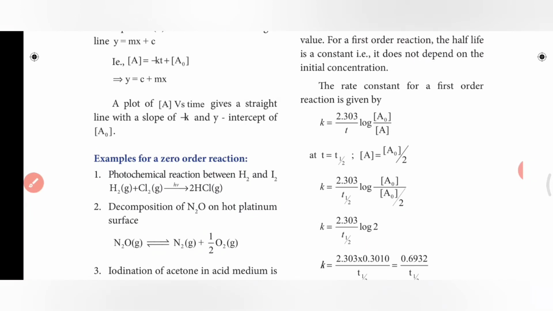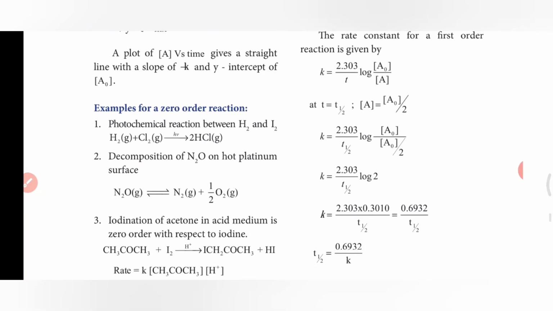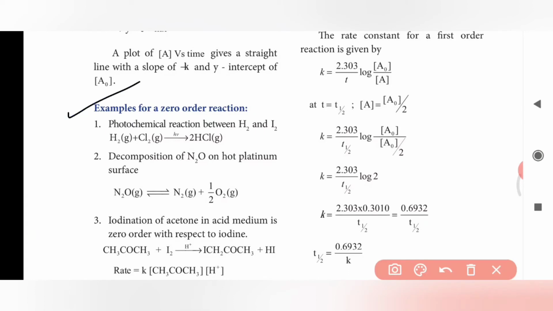Let's see examples for zero order reaction. It will be asked as a 2 mark or 3 mark question. What are the examples for zero order reaction? Photochemical reaction between hydrogen and iodine to give hydrochloric acid, and decomposition of nitrous oxide on a hot platinum surface, and iodination of acetone in acidic medium, which is zero order with respect to iodine. These reactions are called examples for zero order reaction.